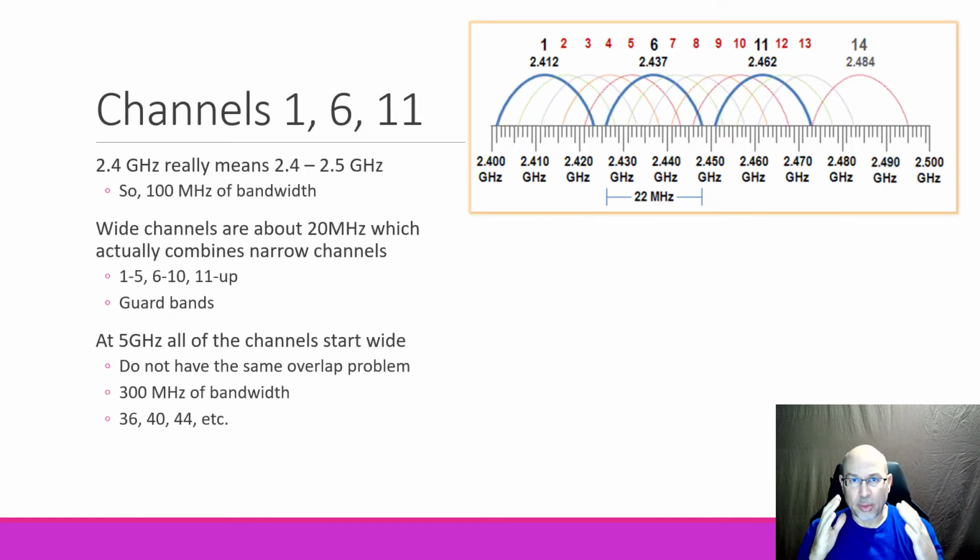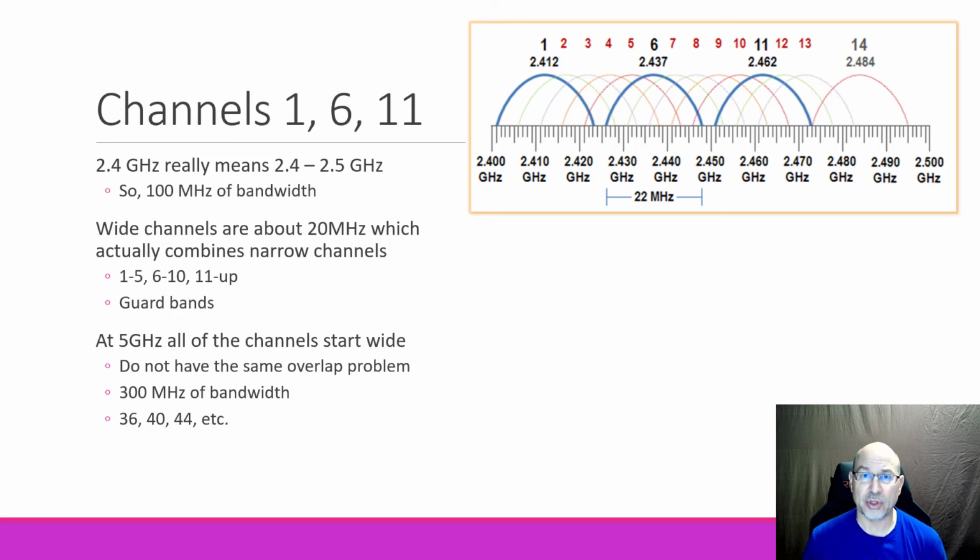So let's talk a little bit more about channels 1, 6, and 11. Why do people pick channels 1, 6, and 11? Well, in 2.4 gigahertz, what we're really talking about is a range of frequencies from 2.4 to 2.5 gigahertz. That's 100 megahertz worth of bandwidth. And the reason that we use channels 1, 6, and 11 is because those channels have actually expanded to be the wider, high-speed channels. But how do you expand a channel?